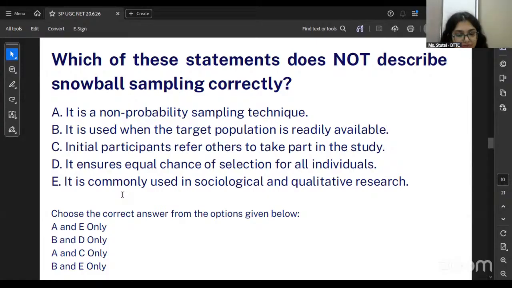You have other sampling techniques for that. And if there is an equal chance of selection for everybody to be the research participants, then of course you don't do snowball sampling. I know that.